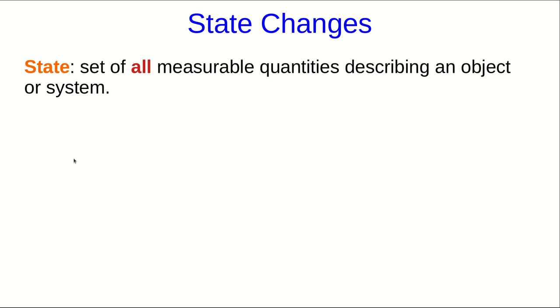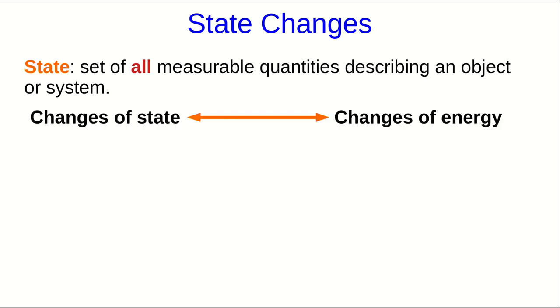Now that we've spent some time on kinetic energy and gravitational potential energy, it's time to generalize our idea of energy somewhat so that we can move on to other forms of energy. So, remember that energy is all about change, and so we need some language to talk about change. The state of an object or system is the set of all measurable quantities that can describe it, and this will be useful for talking about changes. So, all changes of energy are associated with changes of state.